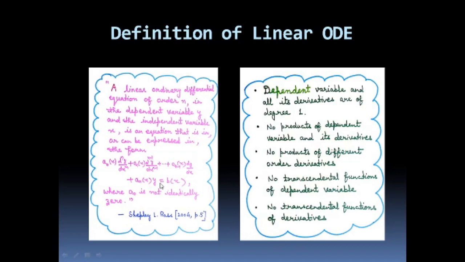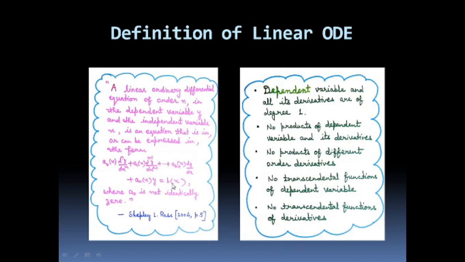For linearity, there are 5 points that you need to remember that are very important to check any ordinary differential equation for its linearity. And what are those 5 points? The first point: the dependent variable and all its derivatives should be of degree 1. There should be no product of the dependent variable with its derivatives. There should be no products of different order derivatives with each other. There should be no transcendental function of the dependent variable, and no transcendental function of derivatives.